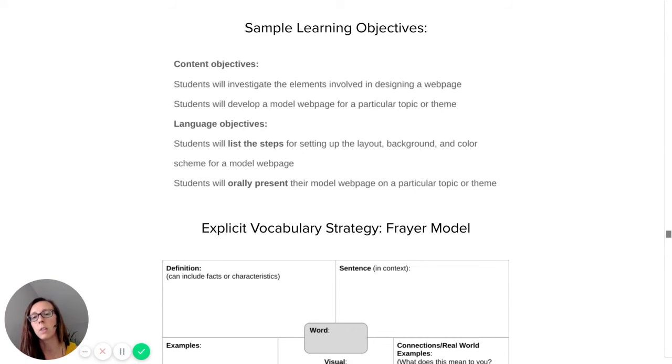The language objectives involved in each of those might include things like students will list the steps for setting up the layout, background, and color scheme for a model web page. And then how about students will orally present their model web page on a particular topic or theme? So this is, again, thinking of ways that students will engage with those content objectives through language. And in specifics here, this is talking about their output of language related to each of those concepts.